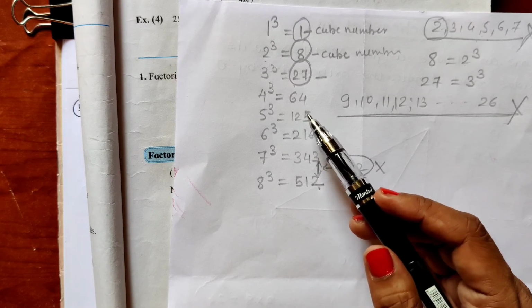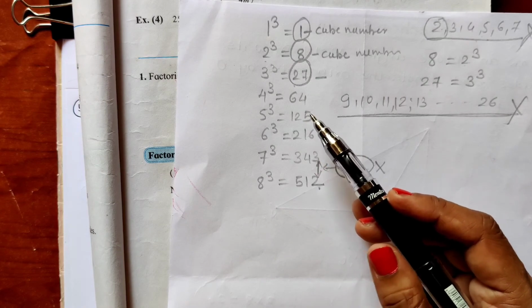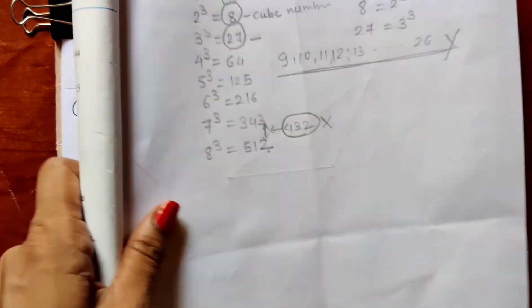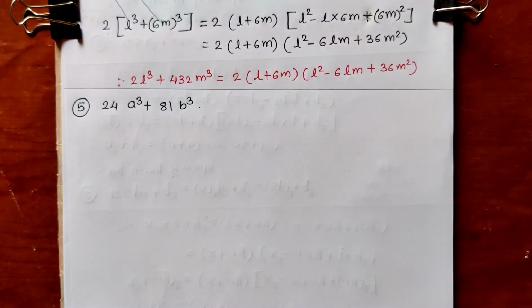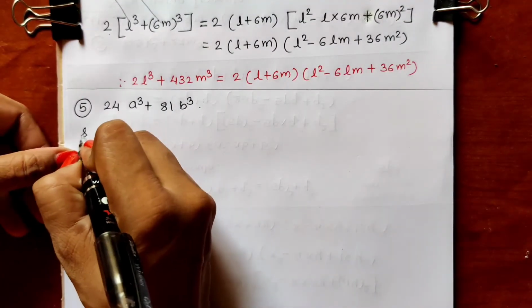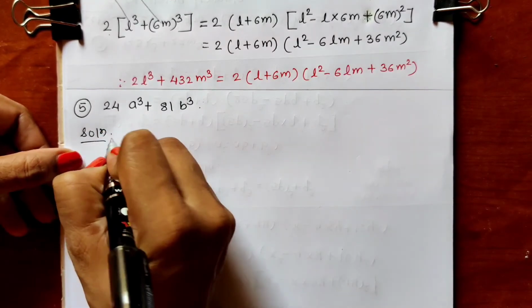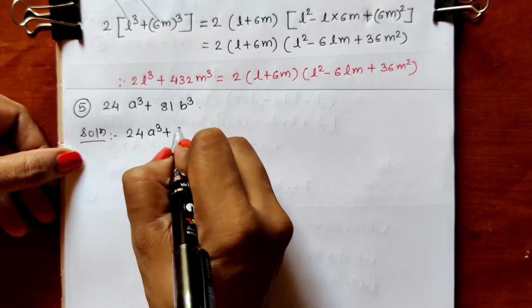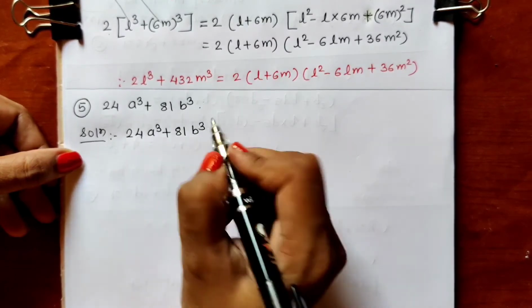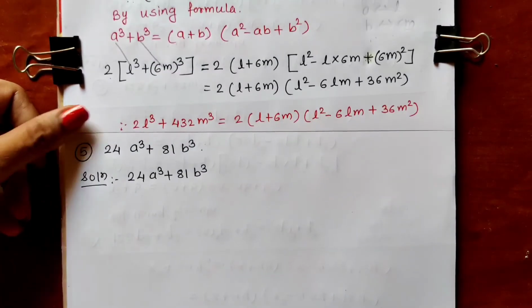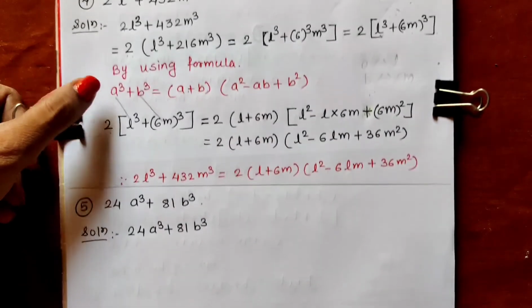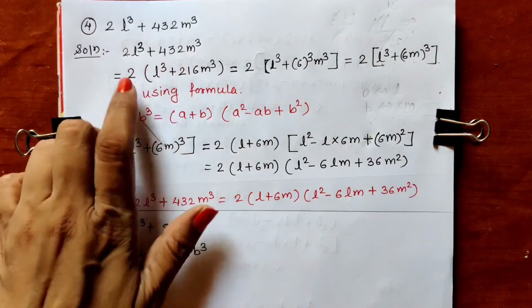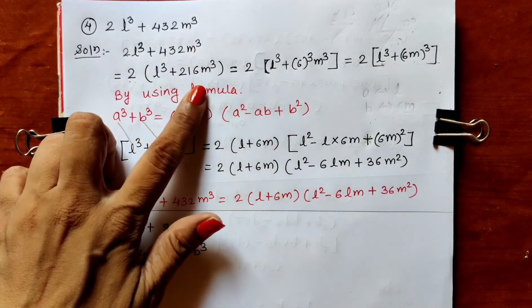So what we have to do then, we will have to take out a common factor first and then we can convert it into cubes. So let us see what is common between these two numbers. We will write the solution. 24a cube plus 81b cube. Now see children, in the previous sum we have taken out 2 common because 2 was the smaller number and 432 was divisible by 2, and that's why we have taken out 2 common.